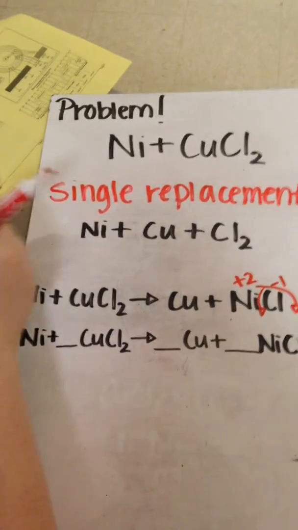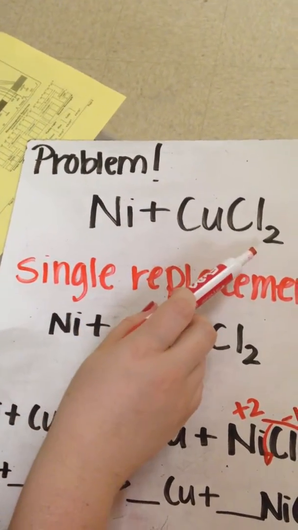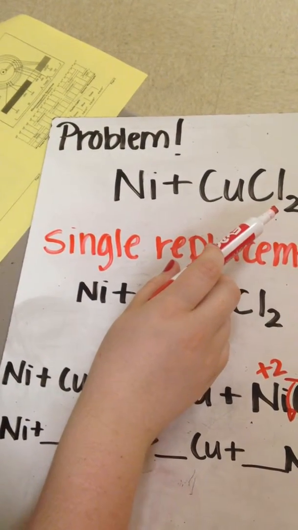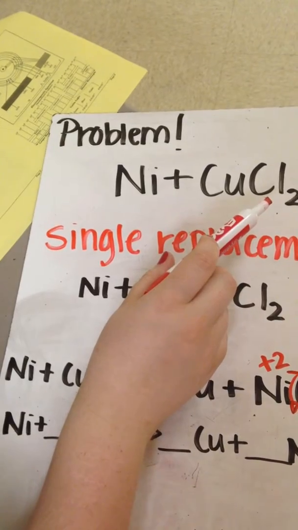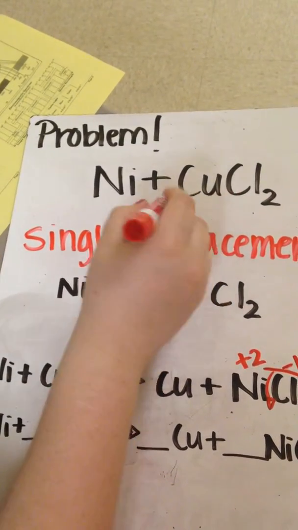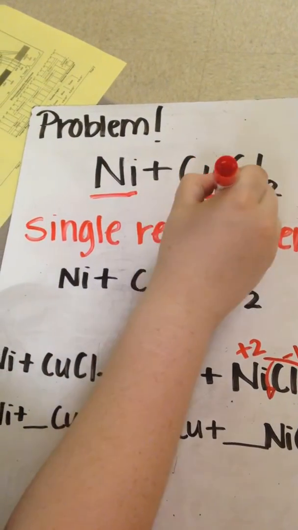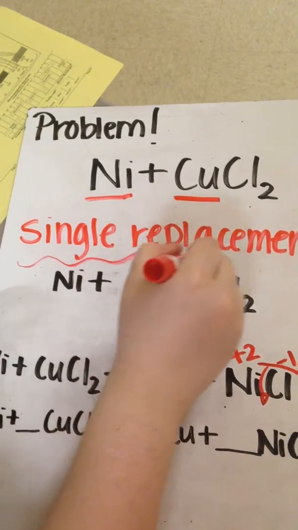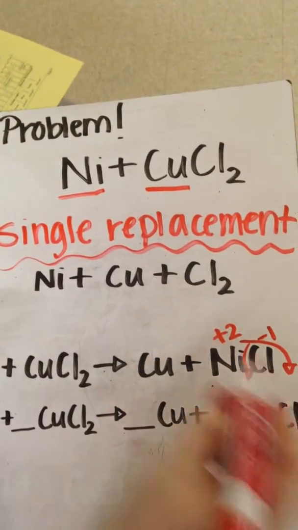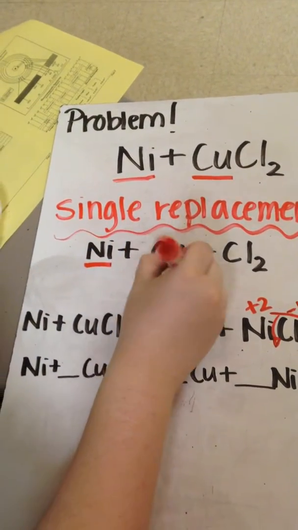So we're given a problem, and the problem that we have here is Ni + Cu + Cl2. Now the first thing we're going to do is determine what kind of reaction it is, and second, what the reaction's product is. Now we can see that we have a single element reacting with a compound, and from that we can determine that it's a single replacement reaction. So once we know that it's a single replacement reaction, the next step is going to be determining what the product of the reaction is.